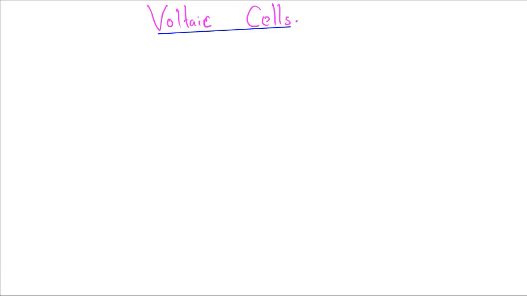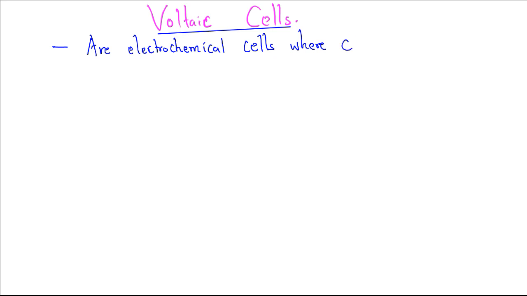Our next discussion is about voltaic cells. That is after looking at the electrochemical cells. So now, voltaic cells are electrochemical cells where chemical reactions generate electrical energy.